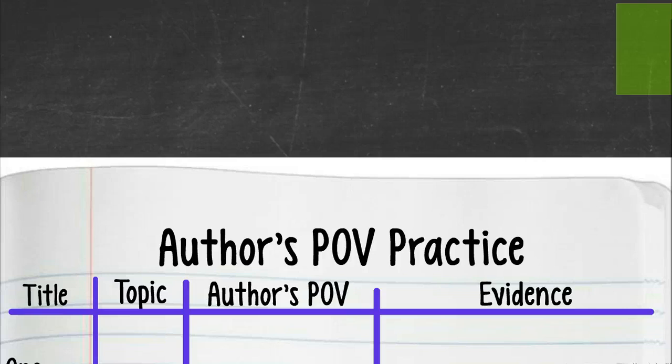You need author's point of view practice, and then you need 4 columns. Title and topic can be pretty small. Author's point of view, you may want to have a little bit bigger, and then evidence should be as big as you can make it because you're going to be writing a lot in that column.